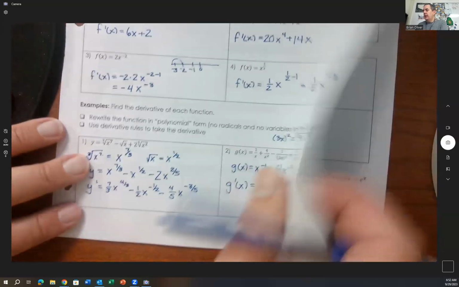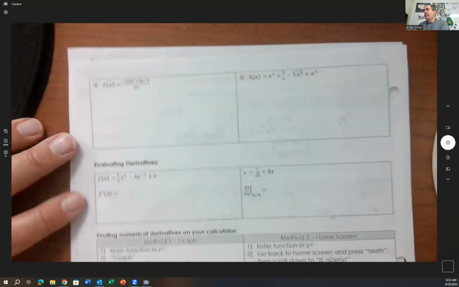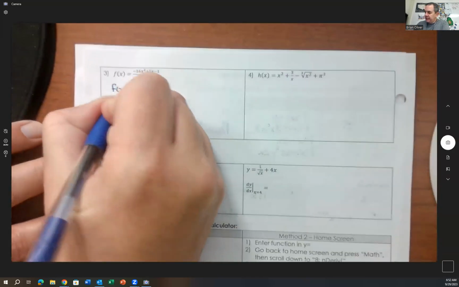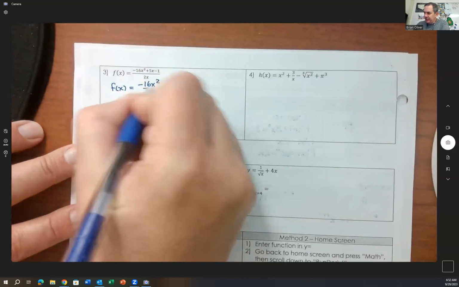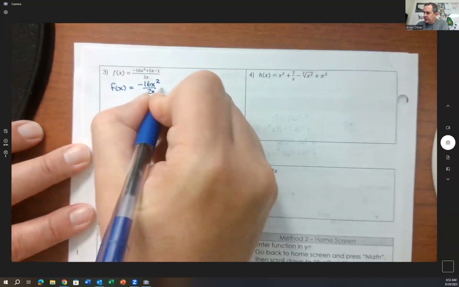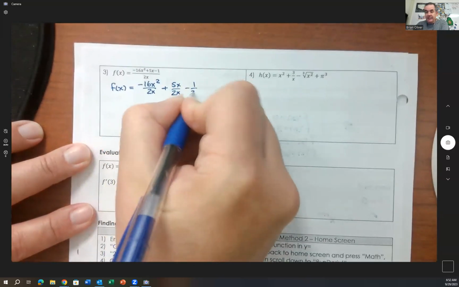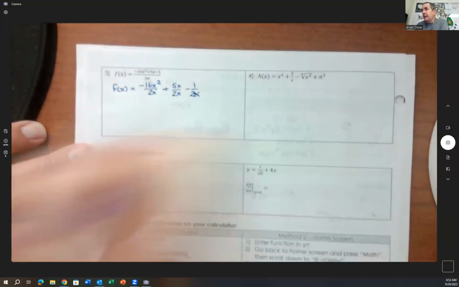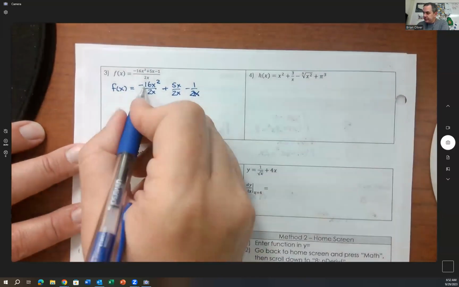Okay, so that was kind of what we went over. And then I talked about some other ways we got to clean some things up. Number 3, the way I need to clean it up is I need to break it into chunks. I need to make this -16x squared over 2x plus 5x over 2x minus 1 over 2x. I take that denominator and I share it with all the terms in the numerator. I'm allowed to do that in math. And now what I can do is simplify.